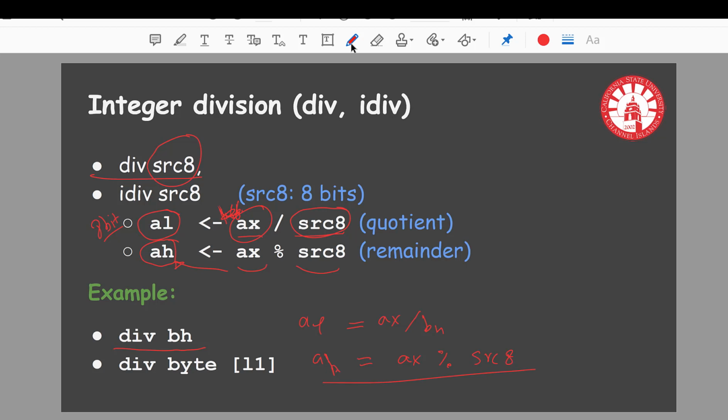And then, as we said previously, when you want to work with the memory, you have to tell what bit length of the memory you want to use. Here we said byte, which means that our source is 8-bit. Therefore, again, we use AX divided by L1, and then you put the result in AL, and you put the remainder in AH. Therefore, AH is going to be the remainder of AX divided by L1.